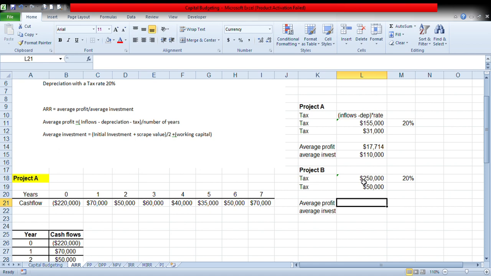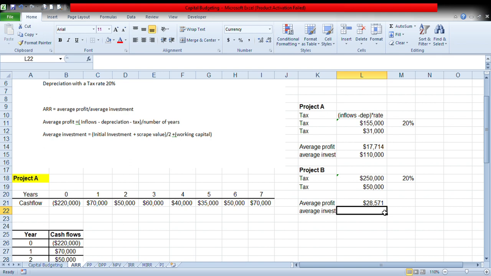Let's calculate the average profit of project B. Again the same, just apply it. So what you need to do, this minus this, and then, ladies and gentlemen, as you know, the average profit formula is inflows minus depreciation minus tax, divided by 7. That's it, just like we did previously for project A. So I've gotten 28,578 average profit.